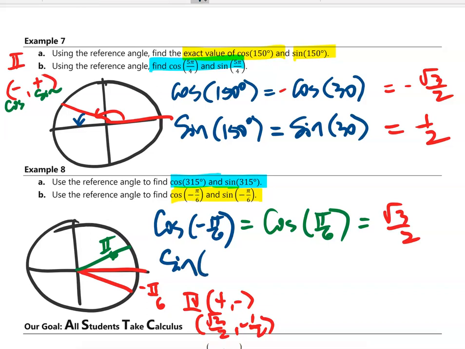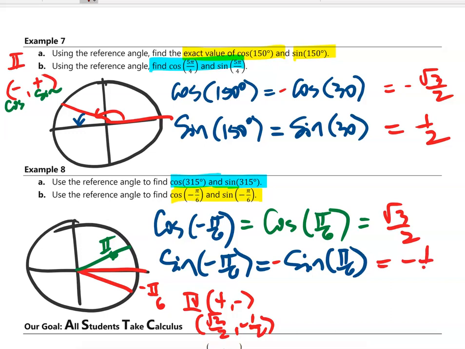Then sine of negative pi over 6, reference angle is sine of pi over 6, and sine in quadrant 4 is negative, so this is negative. That's why this is equal to negative 1/2. Okay.